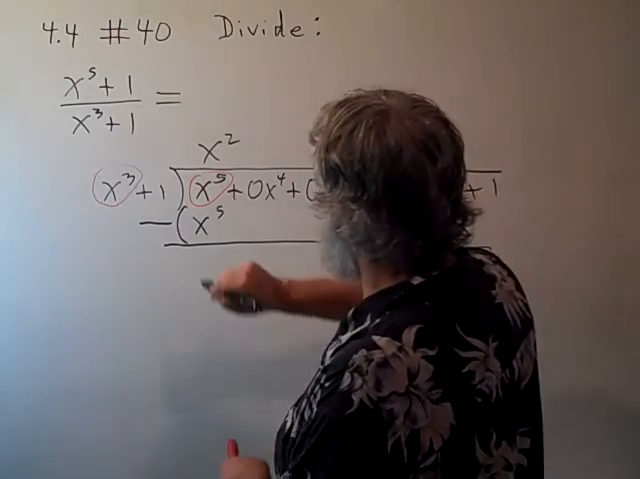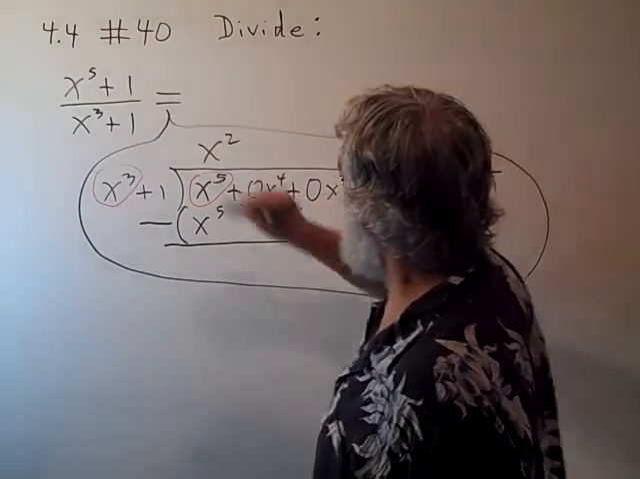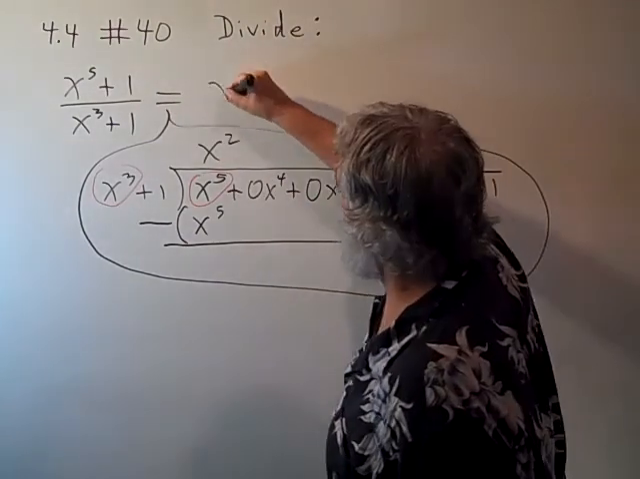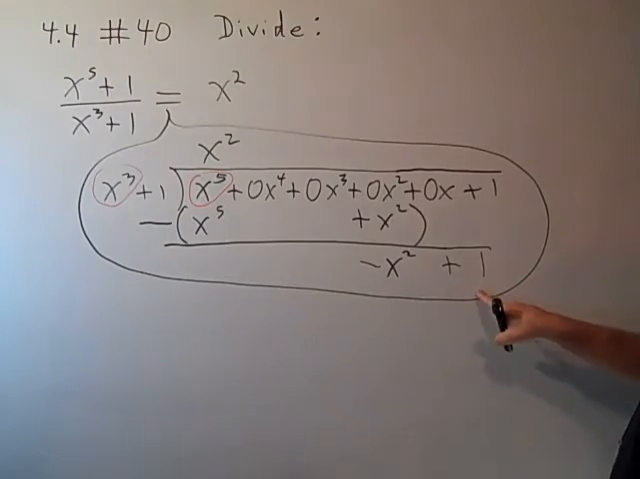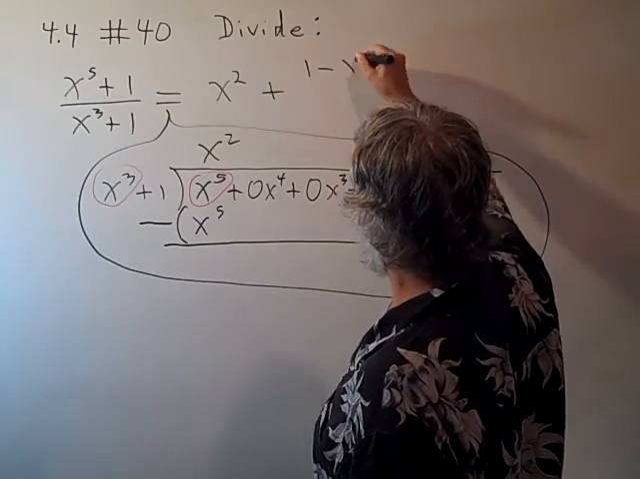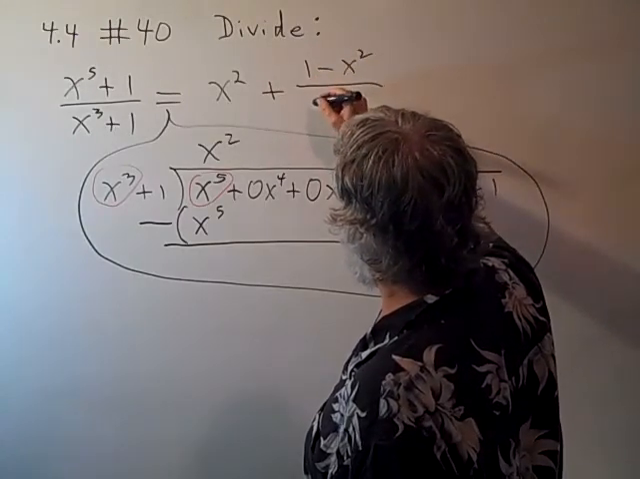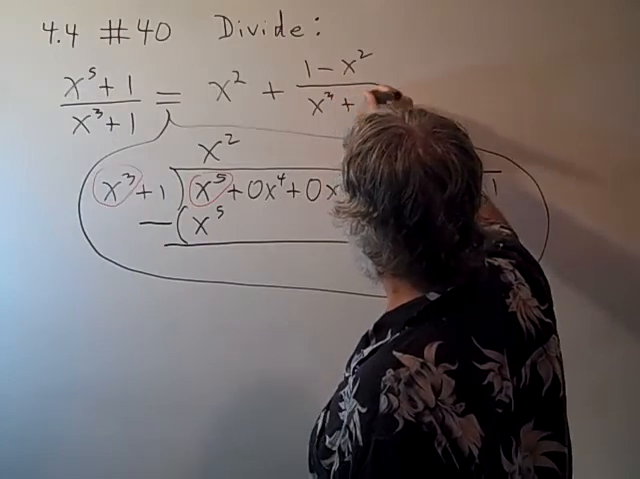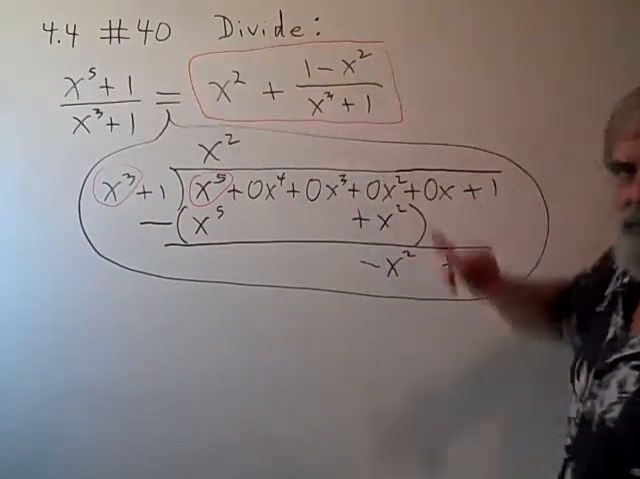And what this shows is that the quotient is x squared, and the remainder is negative x squared plus 1, or 1 minus x squared. I can write that as 1 minus x squared for the remainder over x cubed plus 1. So that's the result of our long division process.